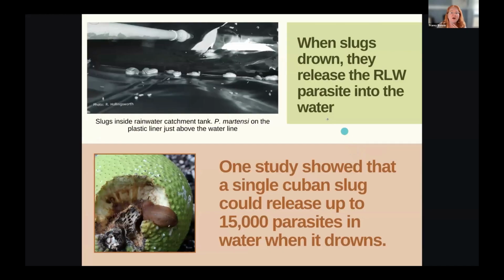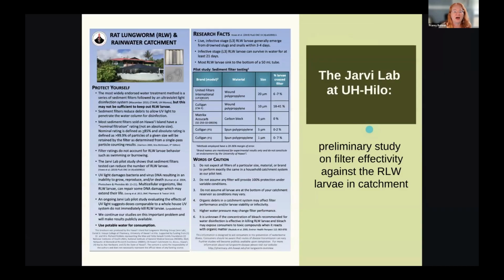That's really important. When slugs drown, particularly these semi-slugs, the rat lungworm parasite, that nematode, is released into the water. And that can continue to be a problem for at least a week, maybe a lot more days than that. I think Kay Howe had found something like 21 days that there were still some alive in the water. So you want to be really careful with your drinking water. Don't just drink out of an unfiltered catchment. Really, really important to think about that.